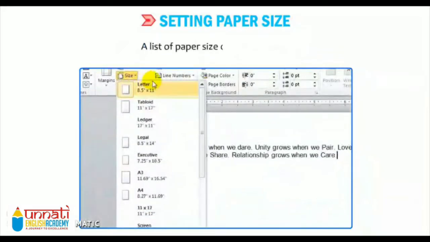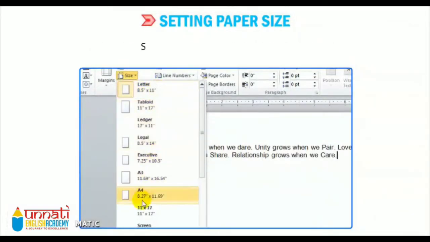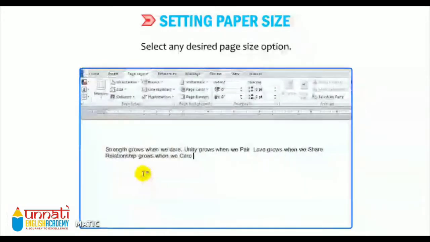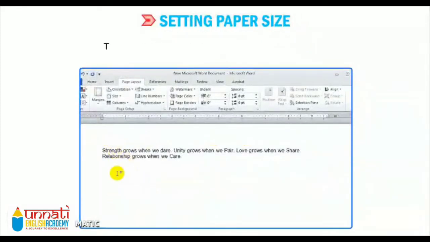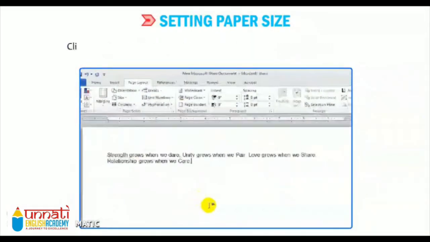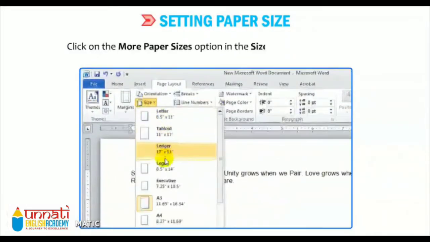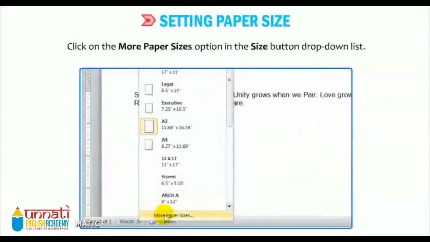A list of paper size options appears. The current paper size is highlighted in the drop-down list as shown in the figure. Select any desired page size option as per your requirement. The paper size of the document changes accordingly. As you can see in the figure, the paper size gets changed. Click on the More Paper Sizes option in the Size button drop-down list.